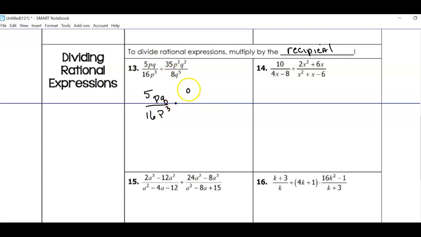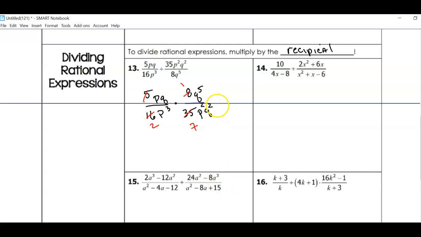So now it becomes multiplication, and it becomes 8q to the fifth over 35, p squared, q squared. Okay, so now we're just doing the same process over again, and I am looking to simplify before I multiply. If 5 goes away, that becomes 7. So I can cross here, make this a 2, make that a 1.